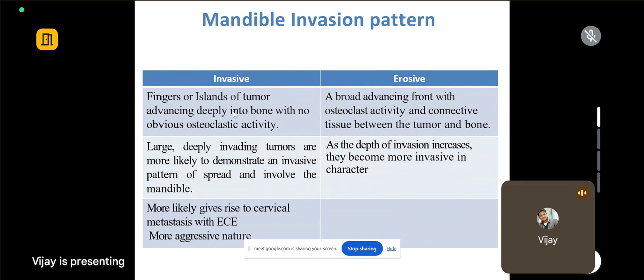Basically, there are two patterns of invasion. The first one is invasive, and the second one is erosive. In the invasive pattern, there are fingers or islands of tumor advancing deeply into the bone with no obvious osteoclastic activity. Whereas in the erosive front, there is a broad advancing front with osteoclastic activity, and there is connective tissue between the tumor and bone.